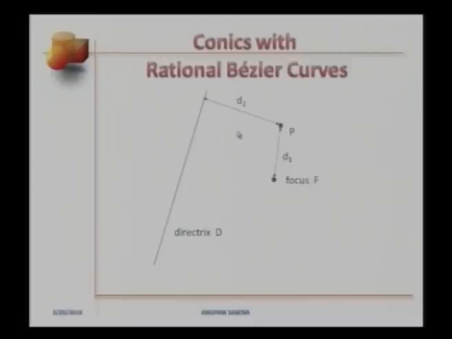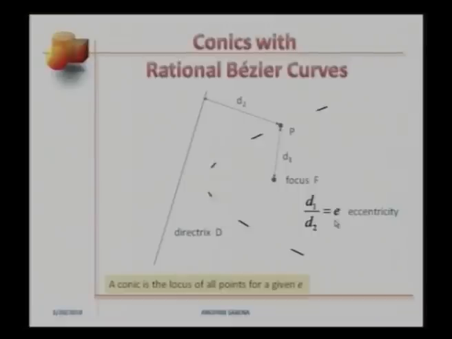These distances will have a ratio. D1 over D2 equals E. Let's call E the eccentricity. A conic will now be a locus of all points P for a constant value of eccentricity E, like so. In other words, all these points on this curve will be such that the distance between any point here and the focus over the distance between that point and the directrix has a constant ratio, the eccentricity E.